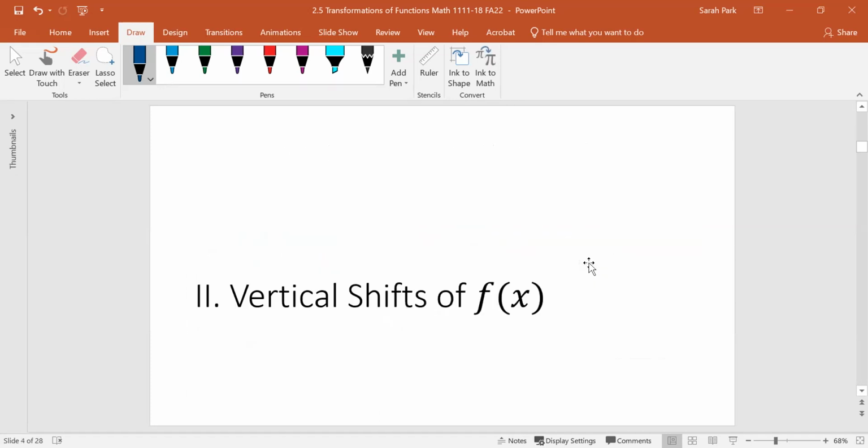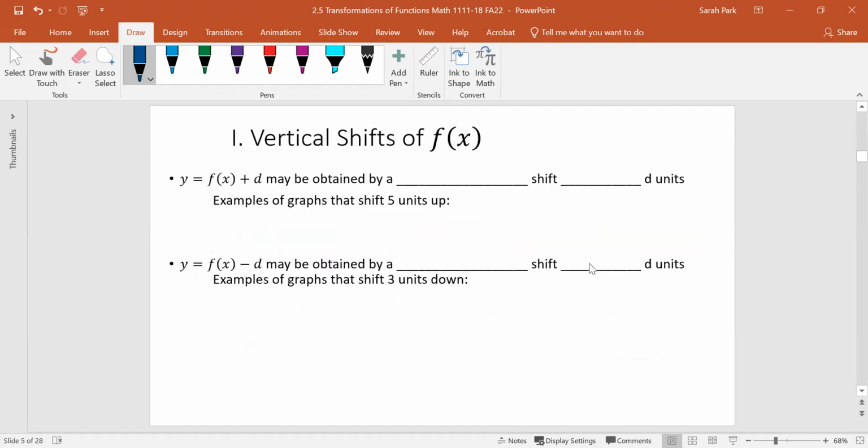Let's take a look at vertical shifts first and go over what vertical shifts are. If we have y equals f of x plus d, and d can be any number, so we're adding a number to it, this may be obtained by a vertical shift up d units. So if d was 7, it would go up 7 units. An example of a graph that shifts 5 units up: if we have x squared and we wanted to move this 5 units up, we would write y equals x squared plus 5.